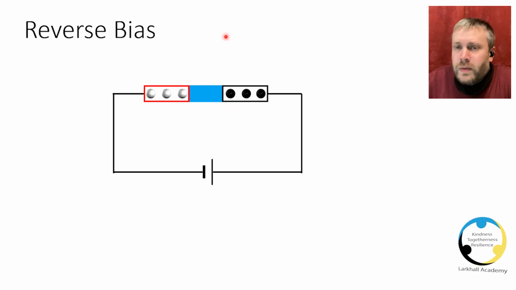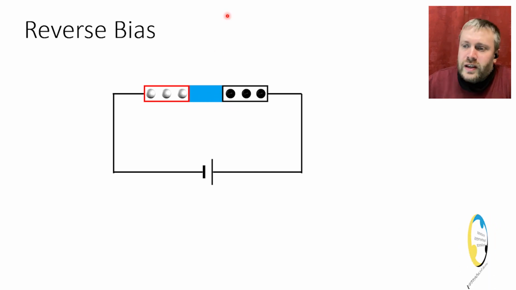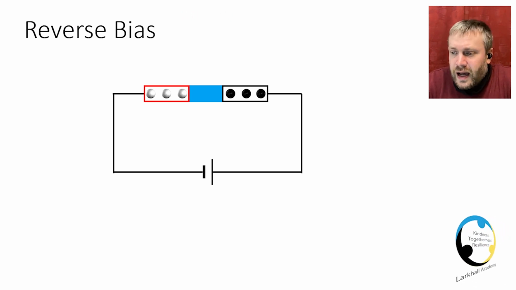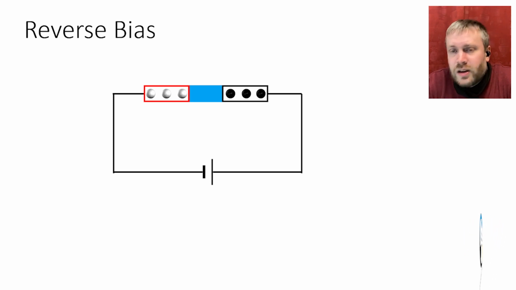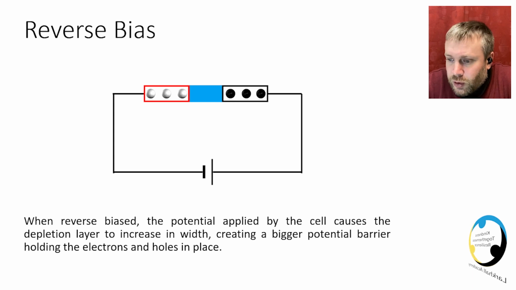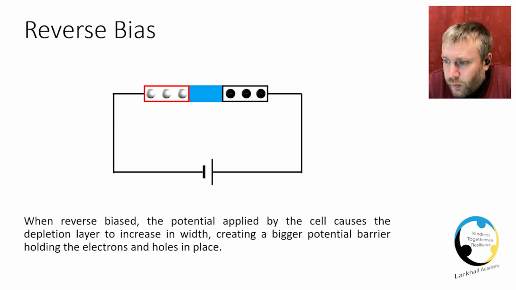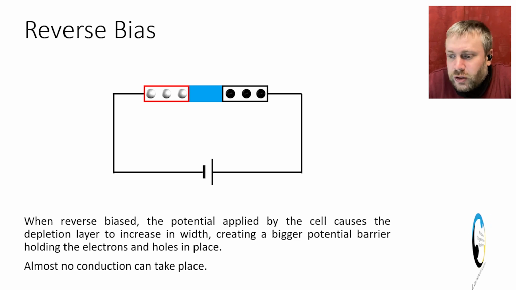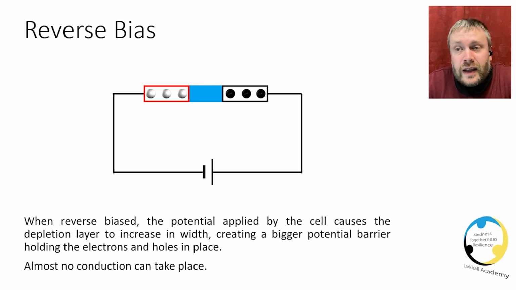Because we've made this depletion zone bigger, it makes it even harder for the electrons to flow in any direction, and it makes it harder for the holes to move in the opposite direction. So we're essentially making it harder for current to flow in this circuit. So when reverse biased, the potential applied by the cell causes this depletion layer to increase in width, creating a bigger potential barrier and holding the electrons and holes in place. Okay, so almost no conduction can take place in this set of circumstances.